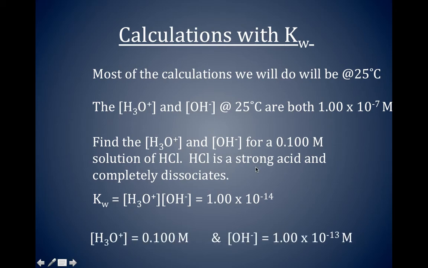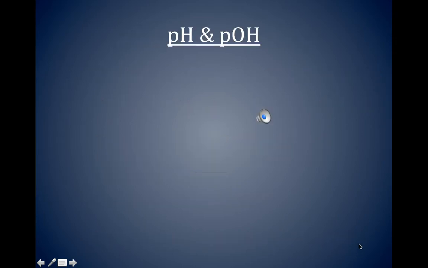So we want to be able to find the H3O+ and OH- for a 0.100 M solution of HCl. HCl is a strong acid and completely dissociates. So what that means is our H3O+ is going to equal 0.100. Well, if it equals 0.100, then the OH- has to equal 1.00 times 10 to the minus 13, because it's 1 times 10 to the minus 1. And these two things multiplied together have to equal this amount. In other words, if we're trying to solve for the OH-, we take Kw, divide by H3O+, and it gives us the OH- concentration.